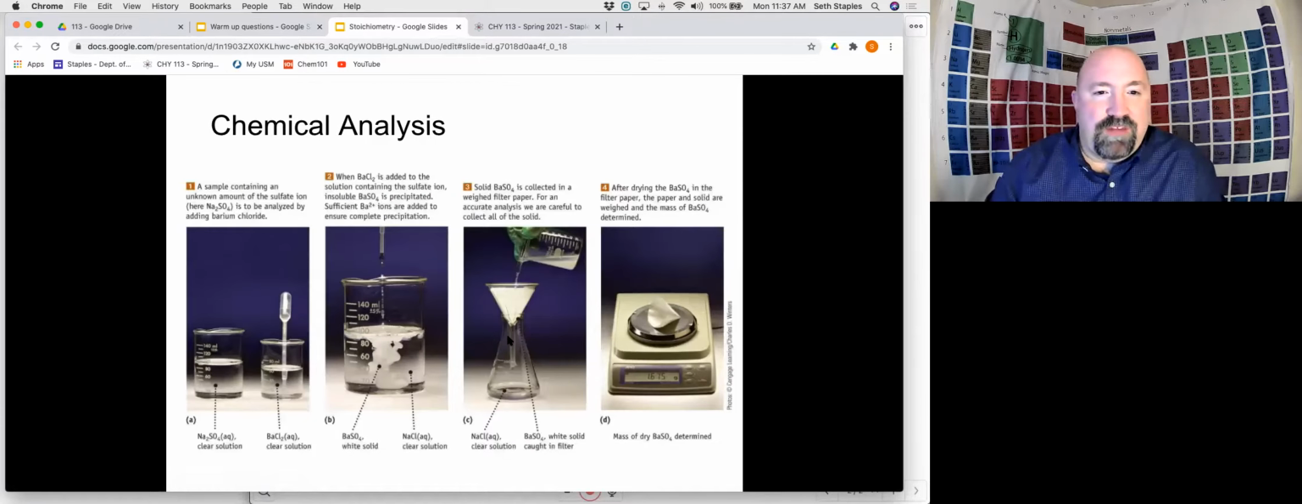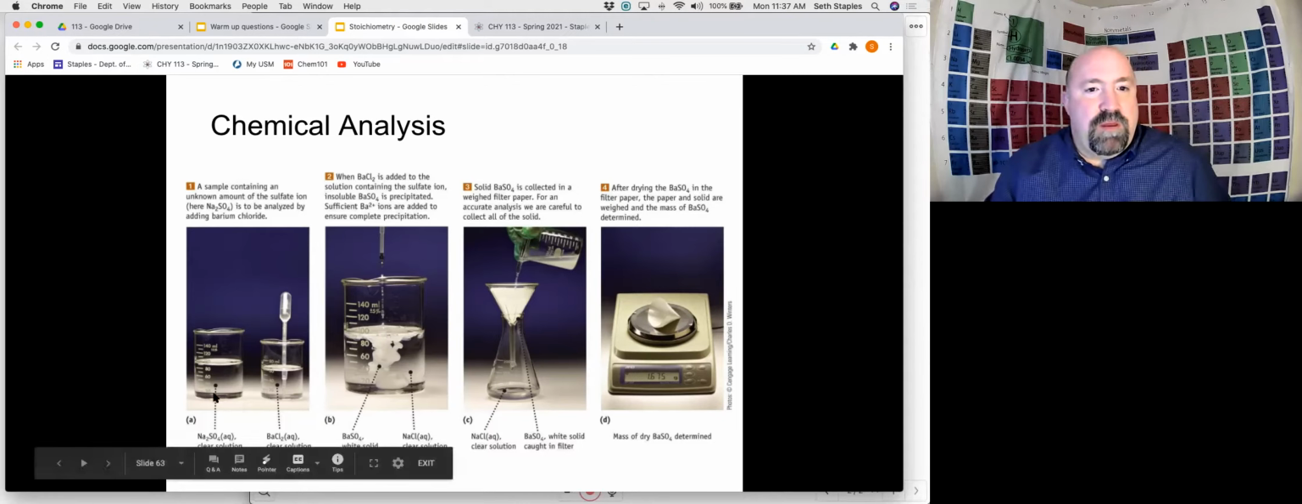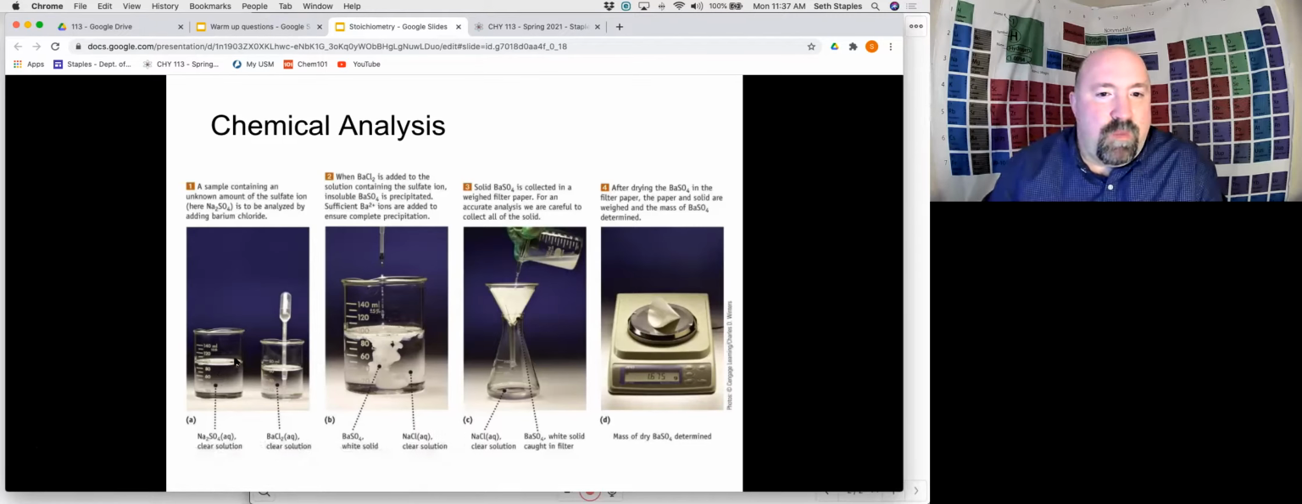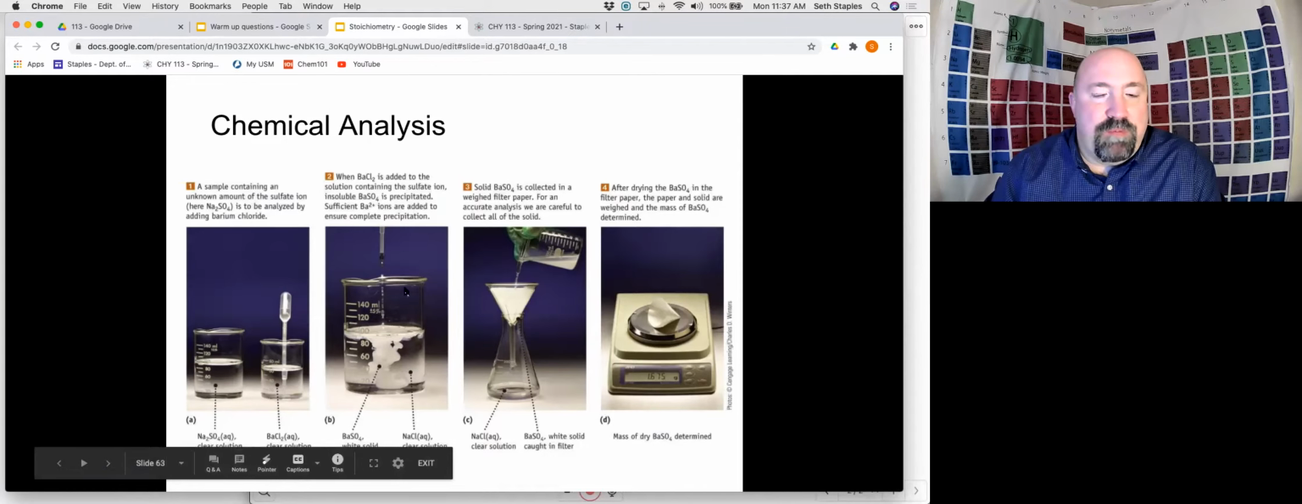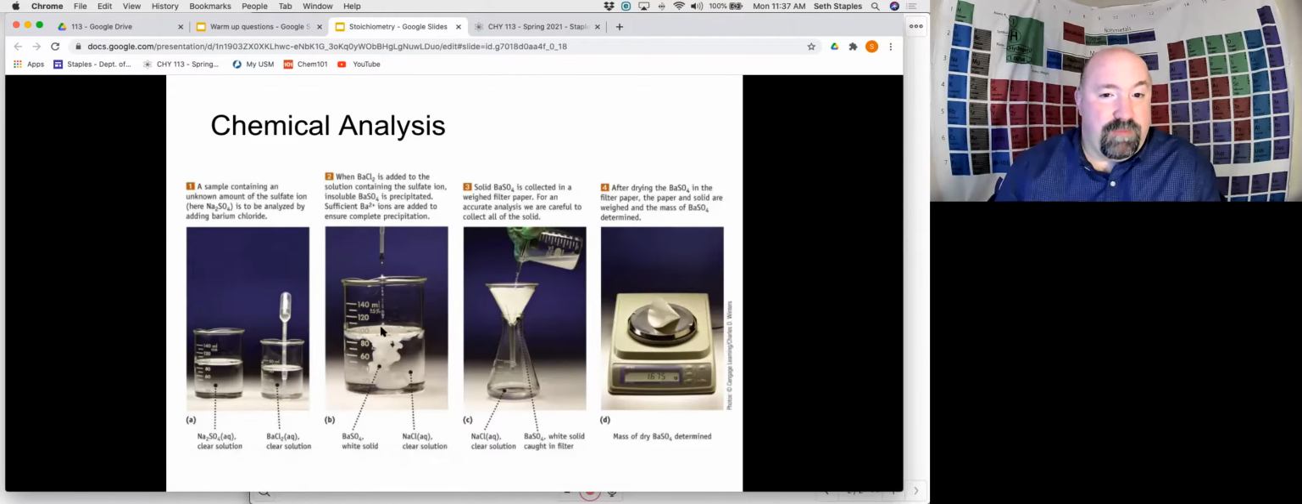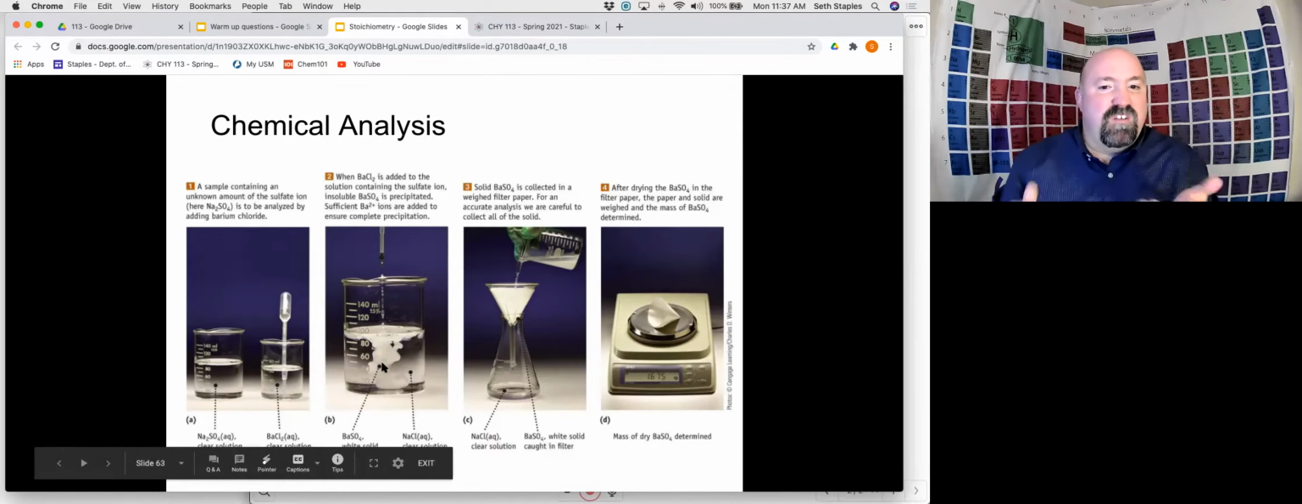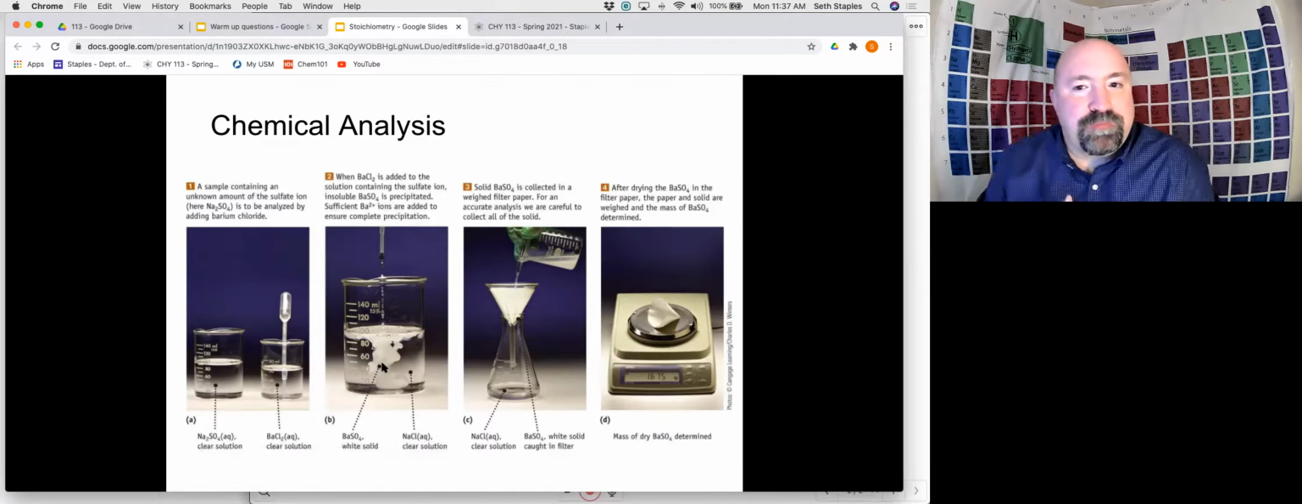If we look at this overall process here, we have our dissolved mineral, which contains our sodium sulfate. We add some barium chloride to that, and we can see here that when we mix the two of them together, we're going to form a precipitate. We have this white, cloudy sort of residue that forms in there to start out.